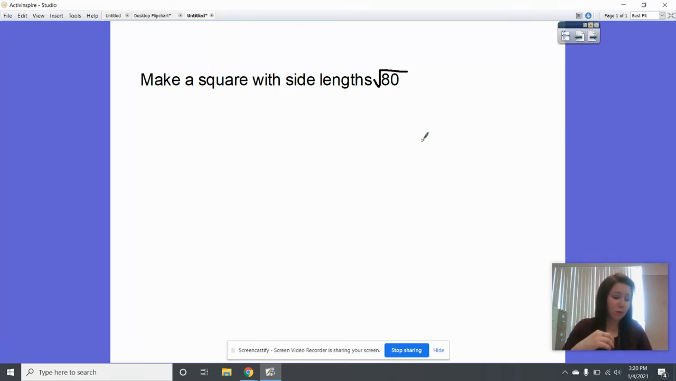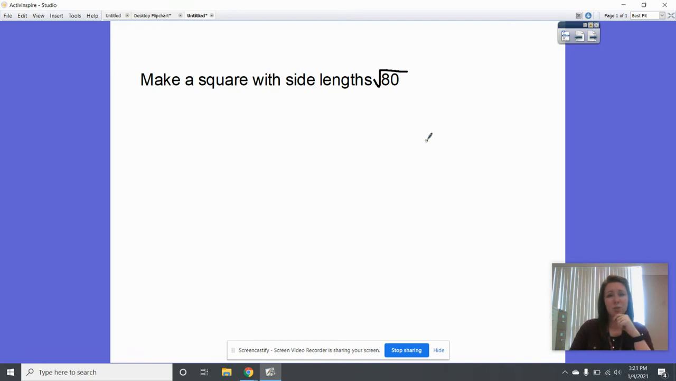It's 8.944279191, and it keeps on going. So how in the world can we draw exactly that far over and exactly that far down? We can't. So I'm going to show you a different way to draw a square with the side lengths of the square root of 80.